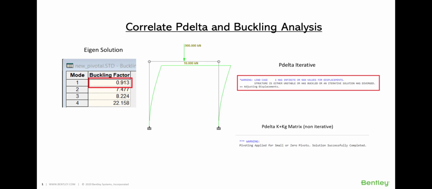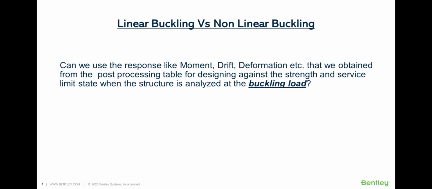First, the iterative case, as I mentioned before, if the solution gets divergent, then it indicates that the member has already been buckled. And for the non-iterative case or the PDelta geometric stiffness matrix method, as the program is directly solving the K plus Kg matrix against the applied load, if the determinant of the K plus Kg matrix becomes zero, that is what we call singular, then the program tries to readjust internally, throwing this warning message. So if the K plus Kg matrix becomes zero, it indicates that the member has already been buckled. And you can recall my previous slide on buckling analysis for more reference on this.